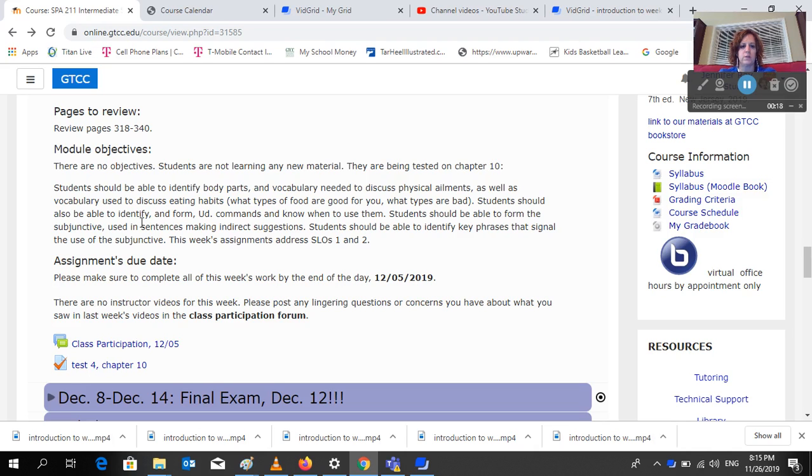So students should be able to identify body parts and vocabulary needed to discuss physical ailments, as well as the vocabulary used to discuss eating habits. What types of food are good for you? What types are bad? You should be able to identify and form usted commands and know when to use them. You should be able to form the subjunctive used in sentences making indirect suggestions. You should be able to identify key phrases that signal the use of the subjunctive.